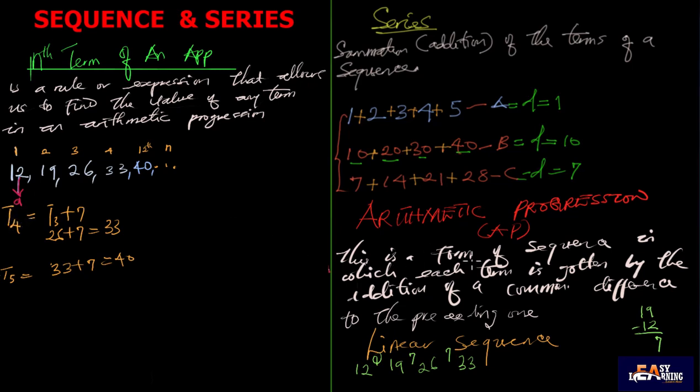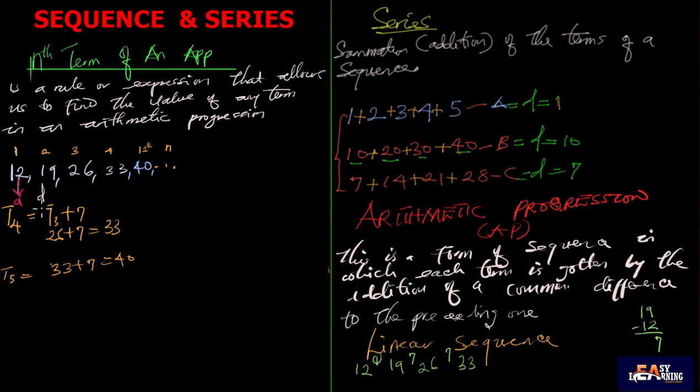And of course, by now we know the difference. Like what we did here, the difference here was 1, the difference here was 10, the difference here was 7. And the common difference can be denoted with the letter D.